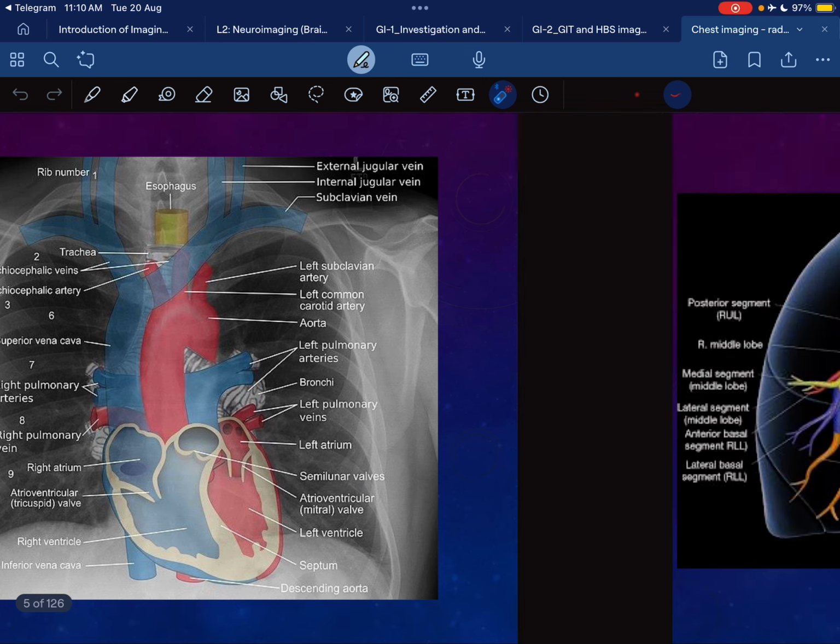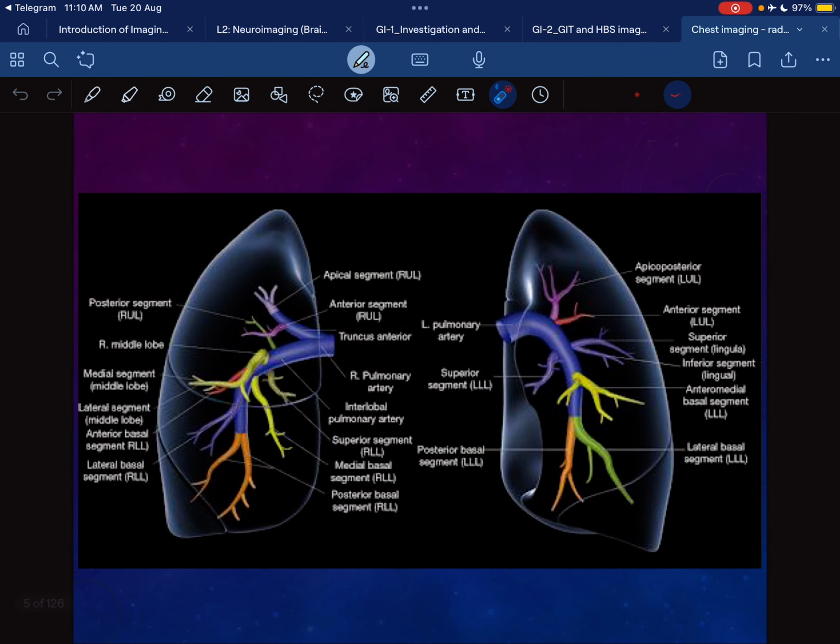The pulmonary arteries have a similar distribution to the bronchi. So upper lobe, middle lobe, and lower lobe on the right side, upper lobe and lower lobe on the left side, and then they have segmental branches.